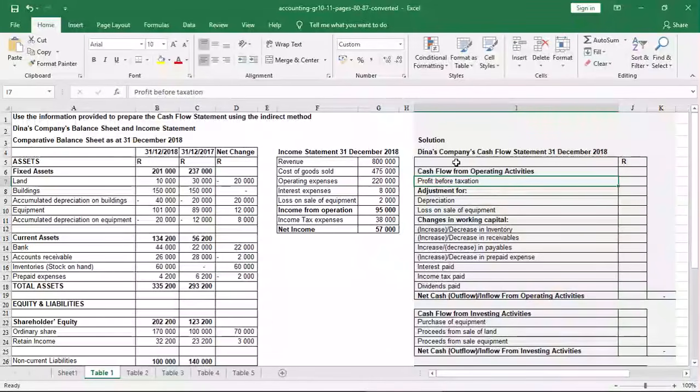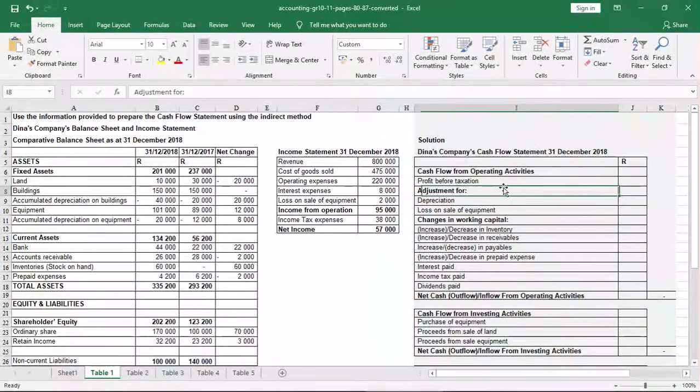Some people like to put the profit after taxation here, but it's good to use the profit before taxation, because we don't know if we paid all the tax for that period, or if we paid part of it, or if we didn't pay it at all. So it makes it simpler to use the profit before taxation, and in my opinion makes sense. You will not be penalized if you use either one, as long as you balance and you do everything correctly. So profit before taxation, that's the one that we need to use.